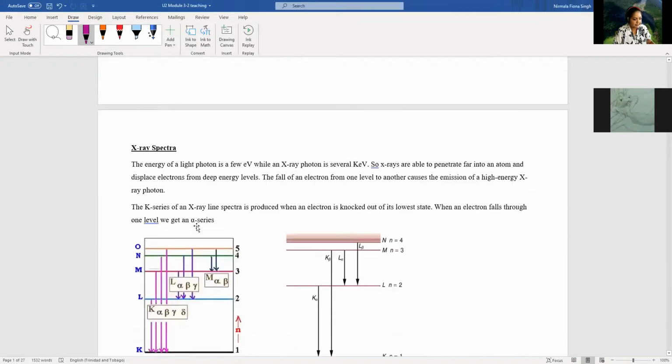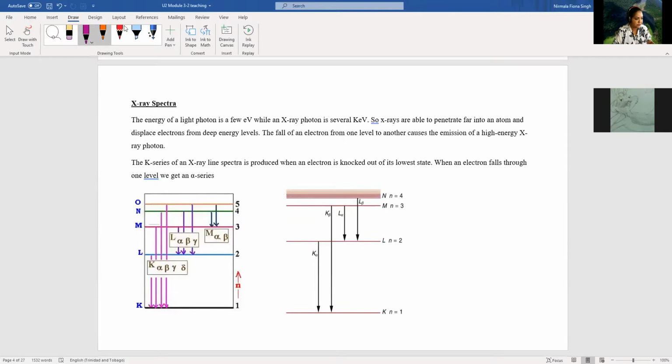our X-rays. So continue with X-ray spectra. Let's read from the screen. X-ray spectra. The energy of a photon, of a light photon, is a few electron volts. Remember, we did cover what electron volts are. They're basically the energy at very, very small energies. If you want to run it through, 1 eV is essentially 1.6 times 10 to the minus 19 joules.